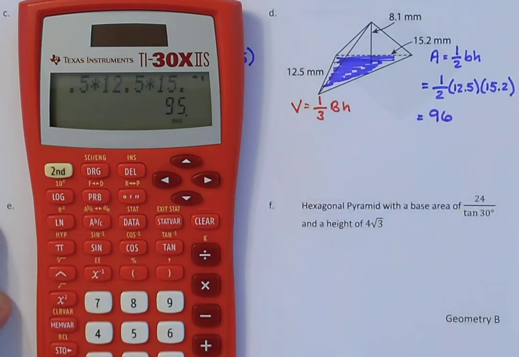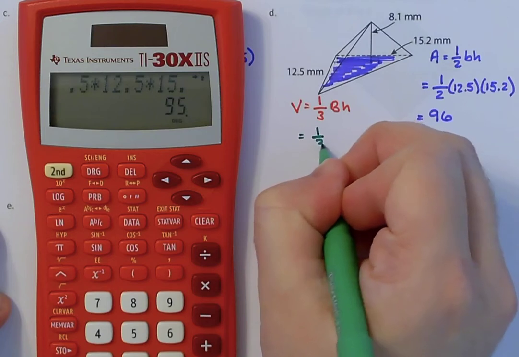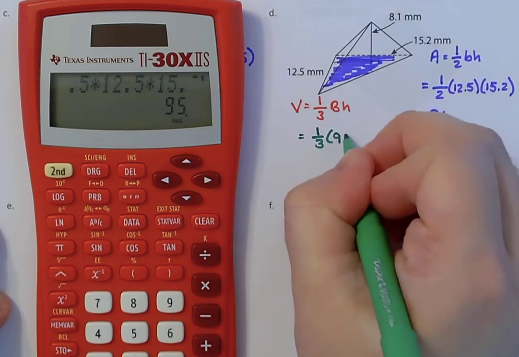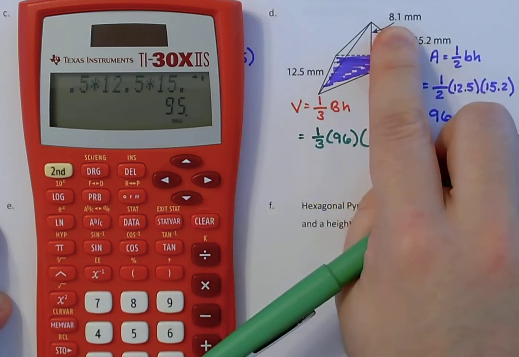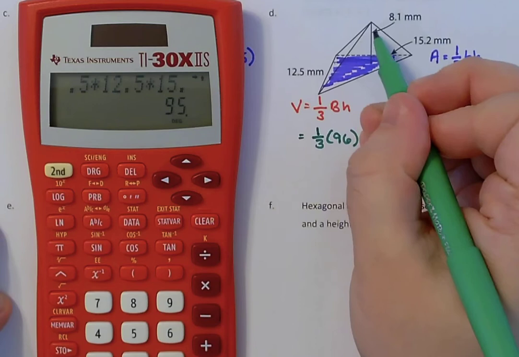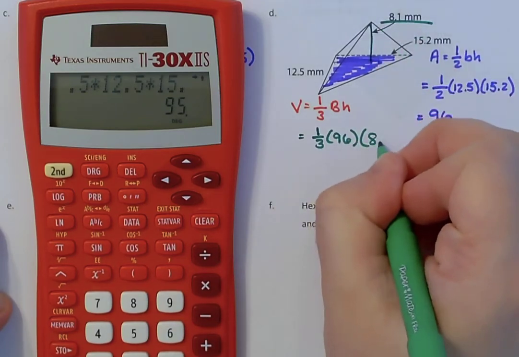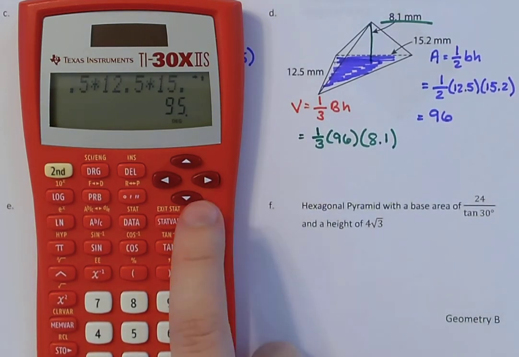to plug everything in. So it's 1/3 times the area of the base, which is 96, times the height of the pyramid, which is 8.1. So they tell us the height right here. So now that I have everything plugged into the formula, we just have to go through and calculate.